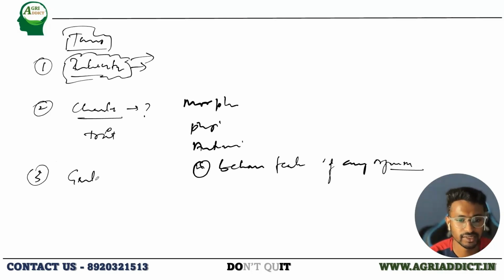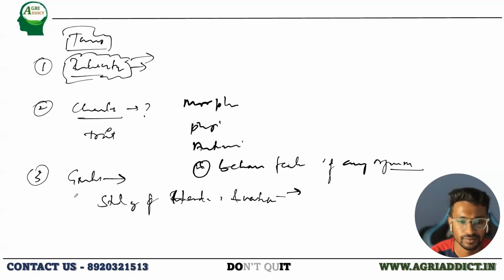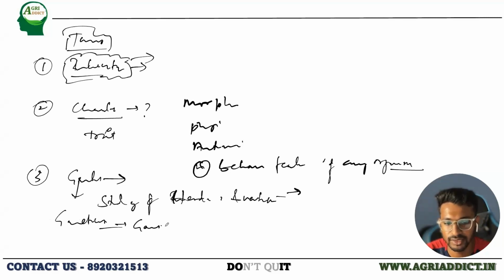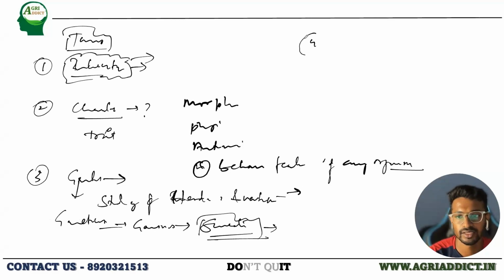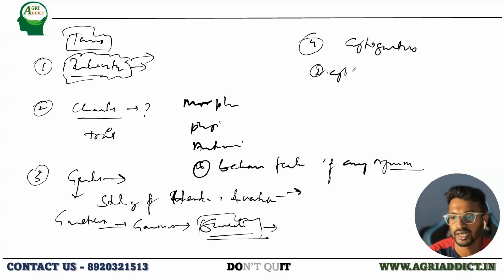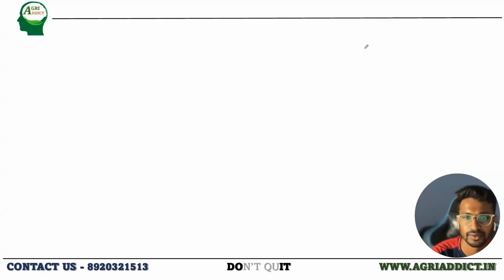So this is how we can define the character or the trait. Third, we have genetics, which I have already discussed. It is the study of heredity and variation. What is the Greek term for genetics? Genetikos, which means genesis, or generate, or originating from. Next, we have cytogenetics. Now you should tell me what the difference is between cytology and cytogenetics.